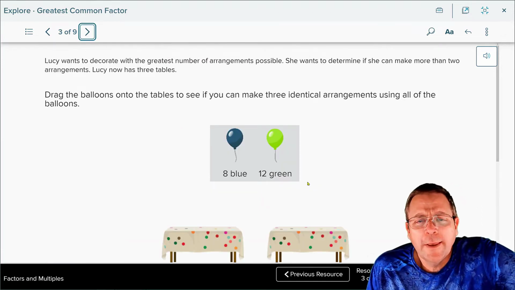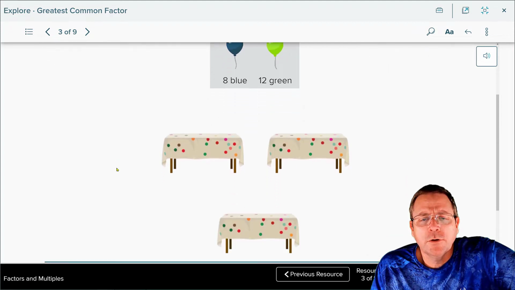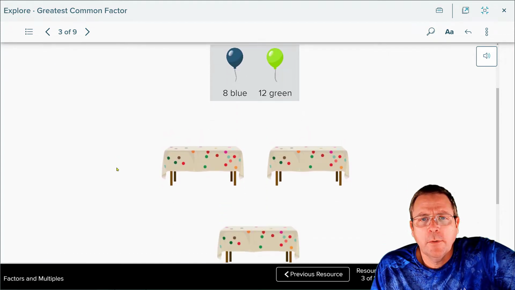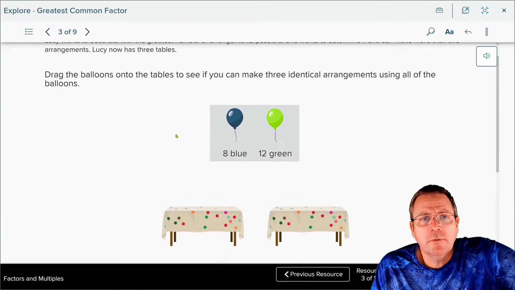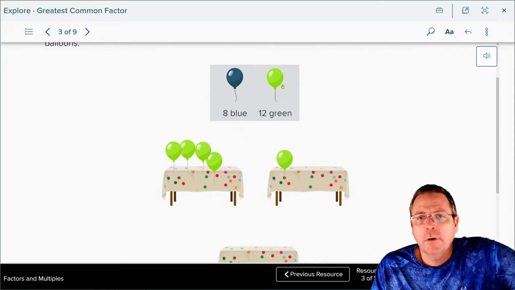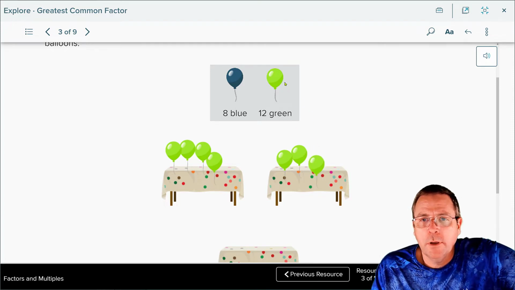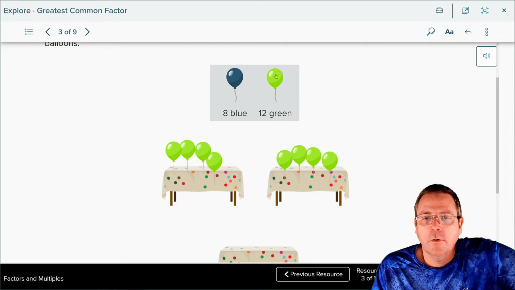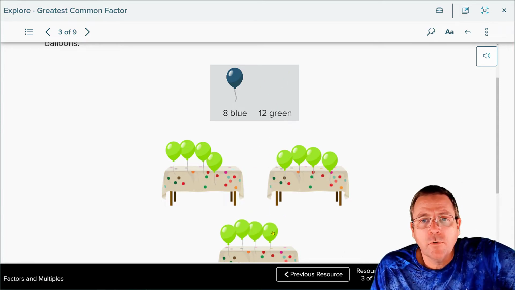But what if Lucy had 3 tables? Then what could she do? Well, that's going to be a little bit more challenging because 8 is not really divisible by 3. I can see that I could do the greens, 1, 2, 3, 4. 1, 2, 3, 4. Yeah, it's a little low. And 1, 2, 3, 4. So I've got the same number of greens on every table.